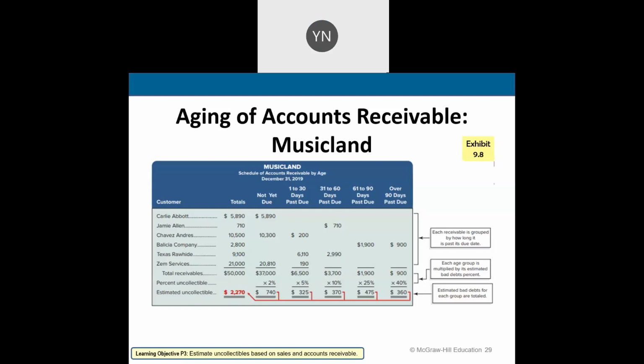The percentage will probably remain the same for the rest of the customers in that category, but the estimated uncollectible amount would change, because your total receivable would change. Just for that balance sheet period, correct? That's right. Okay, thank you. You're welcome. Great question.